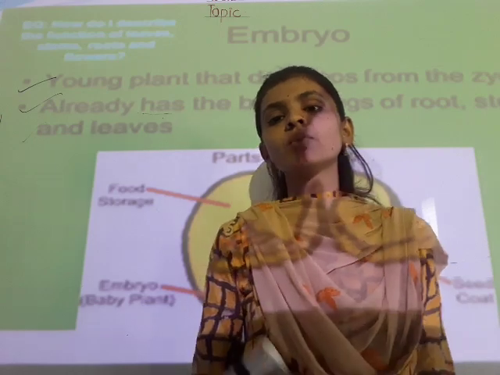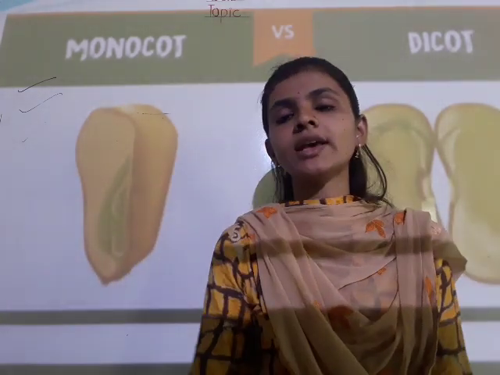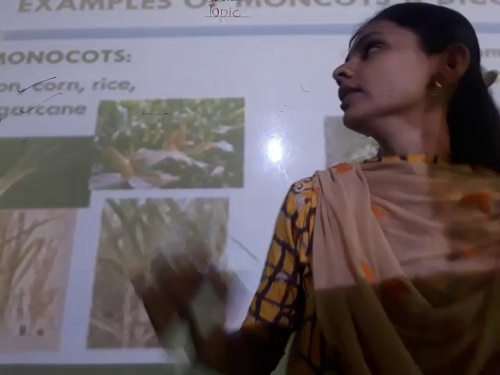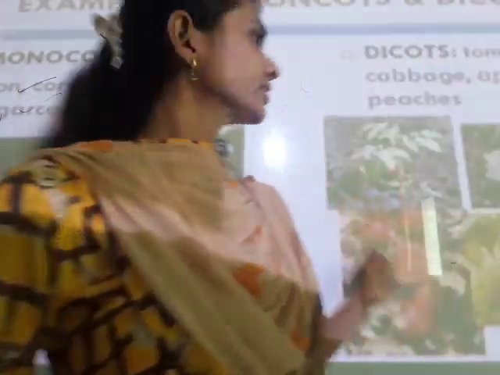And the last point was the monocot and the dicot. The single seed is known as the monocot, and the 2 seeds is known as the dicot. And we have some examples of the monocot and dicot. For the monocots: onion, corn, rice, sugarcane, and the dicots: tomato, cabbage and the apples.